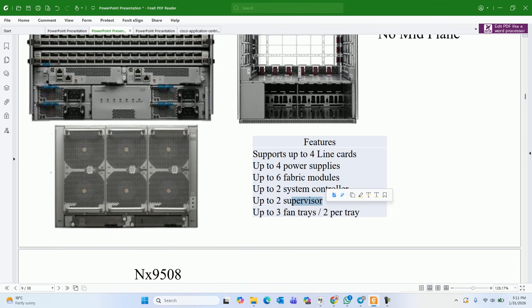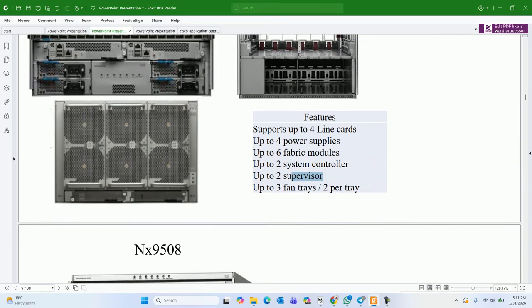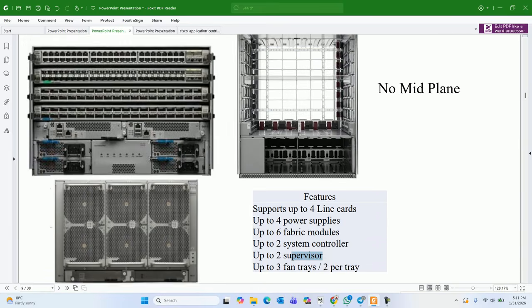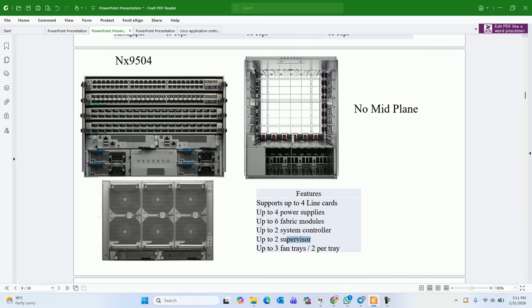Any questions, guys, here till now? Okay. And then we have the fan trays. It's predefined. You can't select it. It's already there. Yeah. It's already in the chassis.